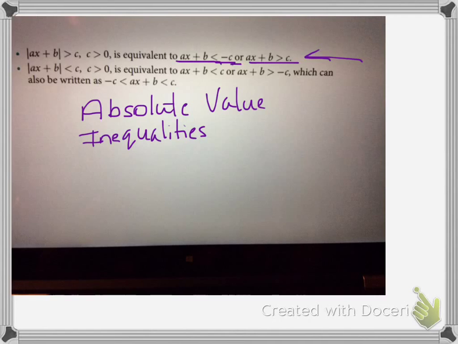And our second one: if our absolute value of ax plus b is less than c, again c being greater than 0, that is the same thing as saying the inside is less than the constant, and the inside, the ax plus b, is greater than the negative constant.